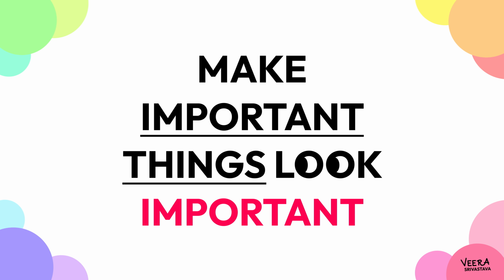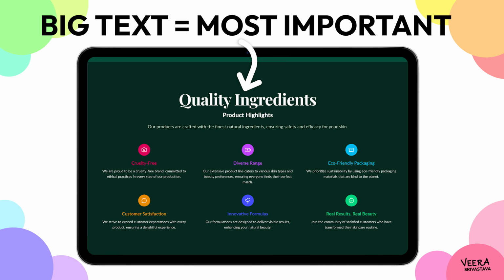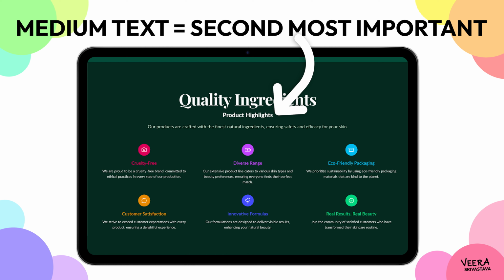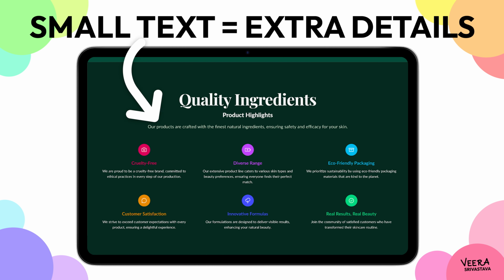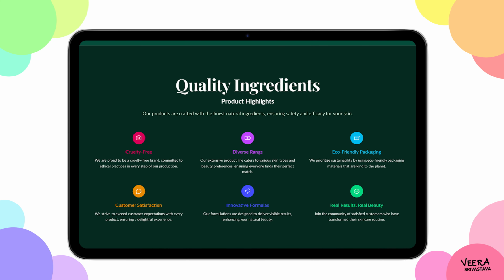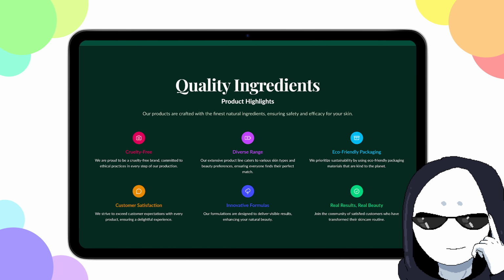Step 3. Make important things look important. Big text is the most important text, medium text is the second most important text or the subheading, and the small text is the body text or extra details. Your layout should tell people where to look first without them having to think. Step 4.